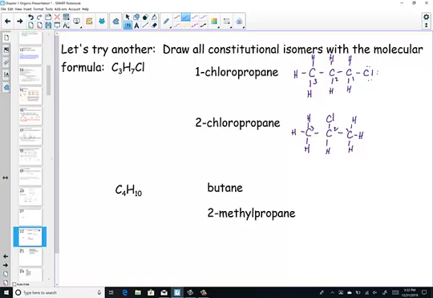butane in terms of the C4H10? You could put all 4 carbons in a row, complete all of those hydrogens, and we end up with CH3, CH2, CH2, and then a CH3 at the opposite end. We're learning that 4 carbons will have the prefix but, as in butane. And then you could think about branching.